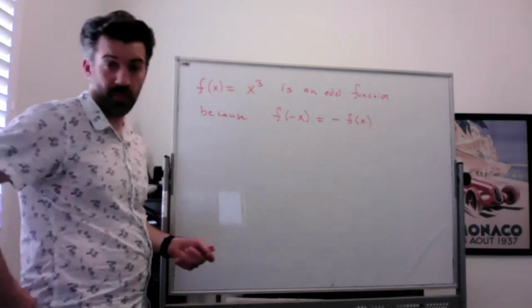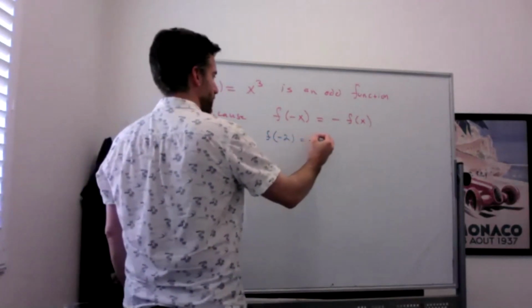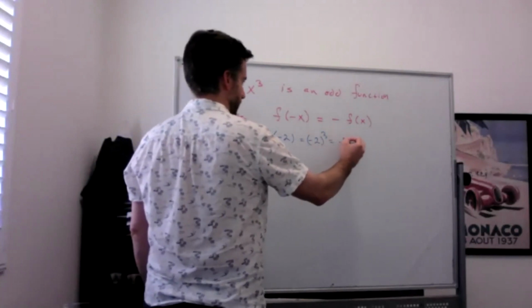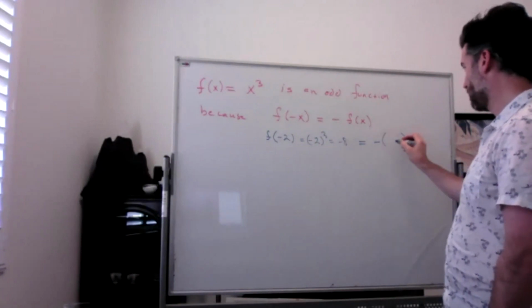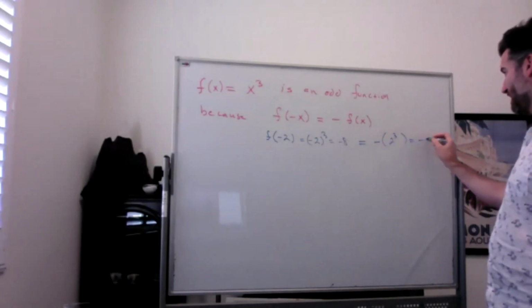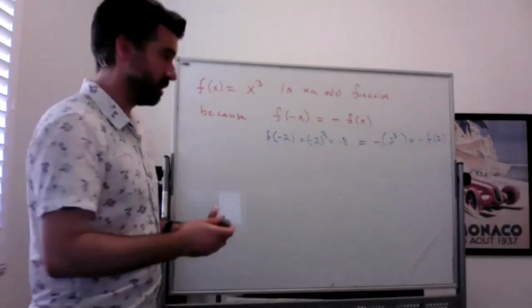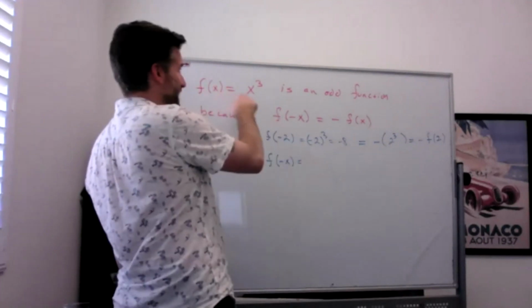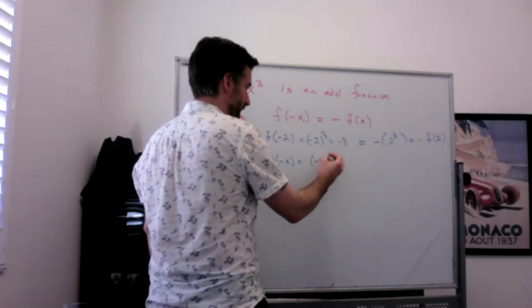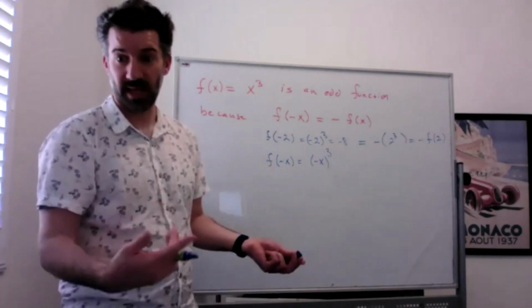So here, for example, f of negative 2 is negative 2 cubed, which is negative 8, which is equal to negative f of 2. And we could show very generally that f of negative x, if I plug in negative x for x, I get negative x quantity cubed, and the negative to an odd power is going to retain the negative.